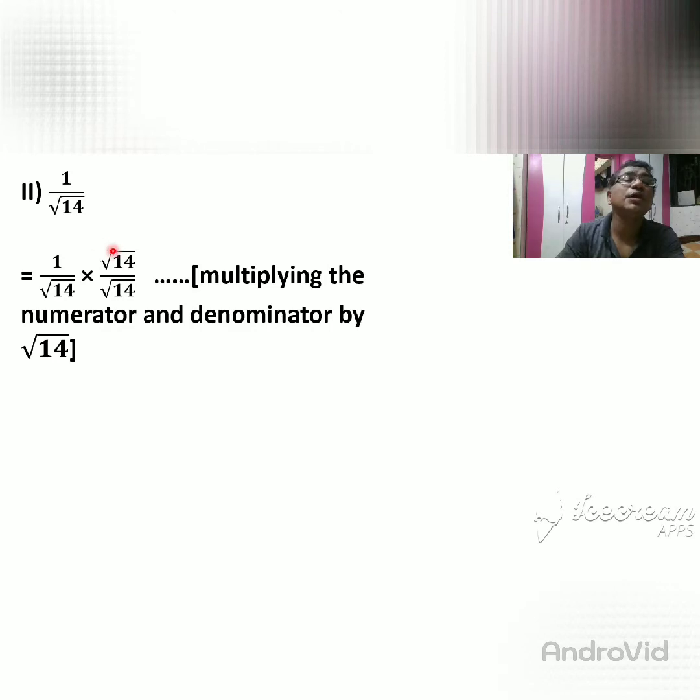So see, it is 1/√14. Root 14 is the denominator, so we multiply the denominator by root 14. If the denominator is multiplied by root 14, then the numerator is also multiplied by root 14. So 1 into root 14, you get 1 into root 14. See, they are showing you the step, 1 into root 14.